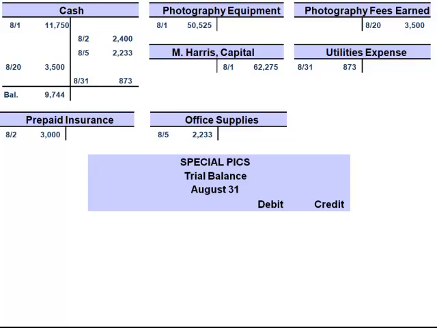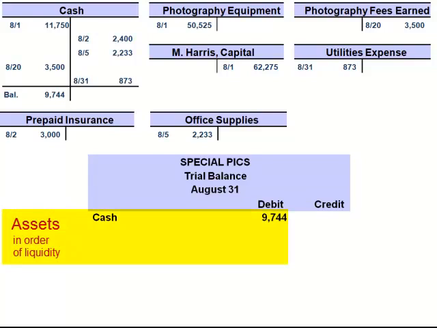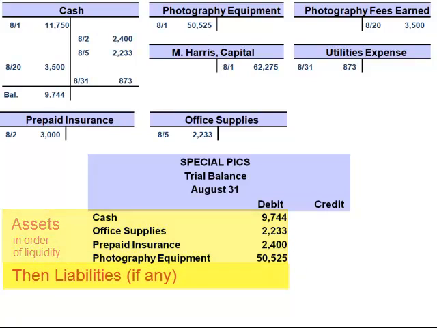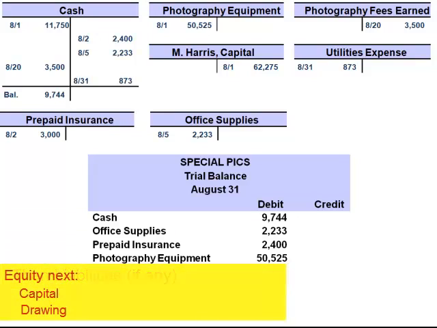We then list the accounts and their balances in financial statement order, listing the assets first: cash, office supplies, prepaid insurance, and photography equipment. Assets are listed in order of liquidity. We would then list any liability accounts. At this point in time, the company does not have any liabilities, so we proceed to equity. We would list the owner's capital account, and then, if she had had one, a balance in her drawing account.